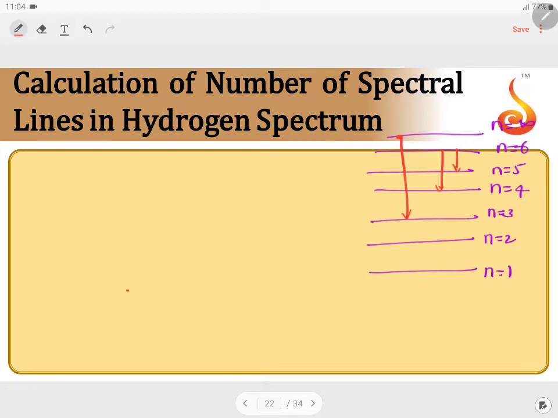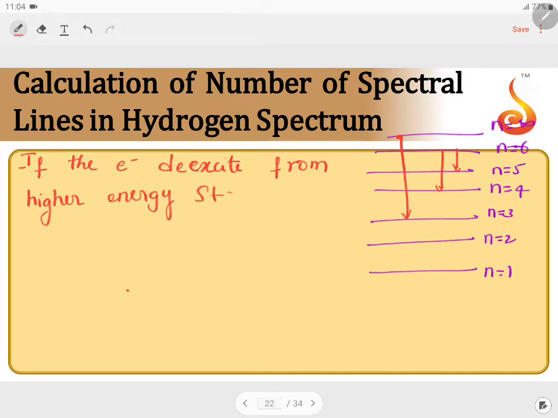So the condition is if the electron de-excites from a higher energy state that is represented by n2 to a lower energy state. When I say lower energy state, it can be to 1 also. Okay, n1.